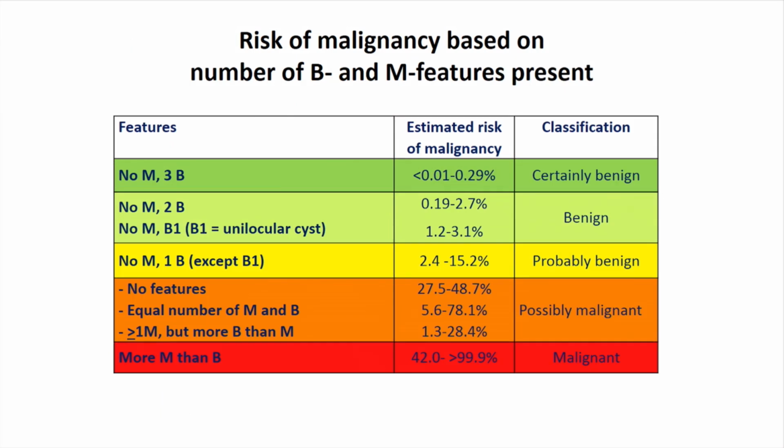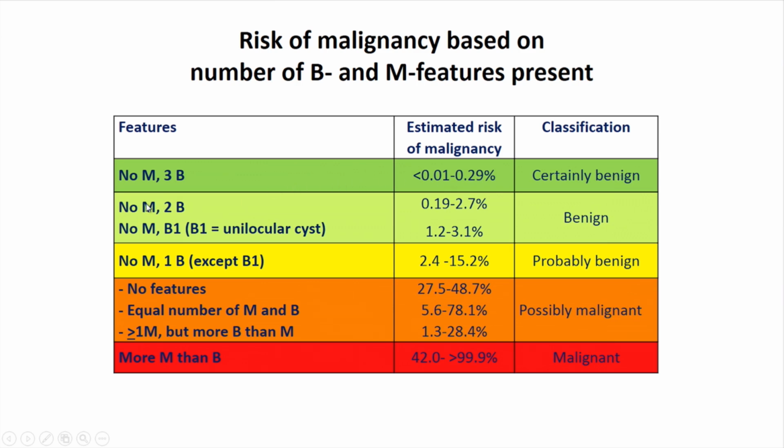Let's look at this simplified tumor, which estimates the individual risk of malignancy in all patients, but gives you only an approximate risk. If there are no malignant ultrasound features, but 3 benign ultrasound features, the risk of malignancy varies from less than 0.01 to 0.29%, and I think it is reasonable to classify such a mass as certainly benign.